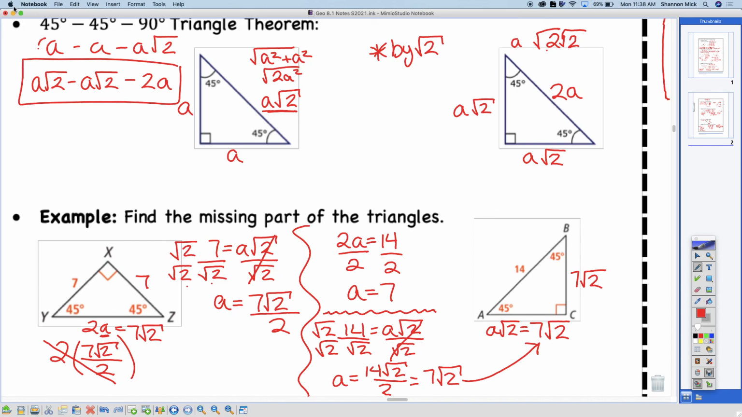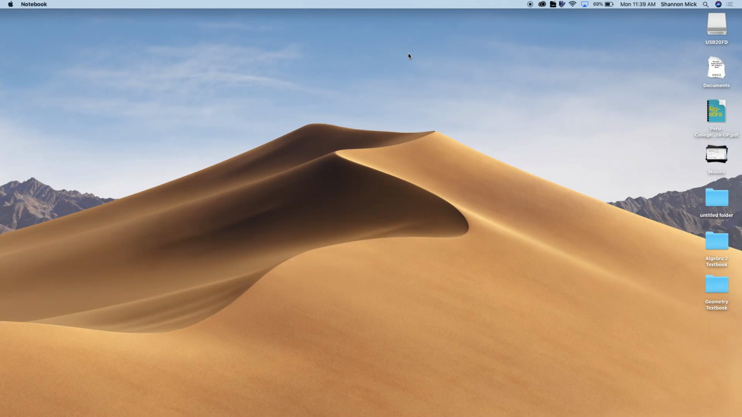Wait, is it a book? Yes, it is a book assignment, guys. Page 351, 4 through 8, 15, 16, 20 through 22. So grab a book real quick.